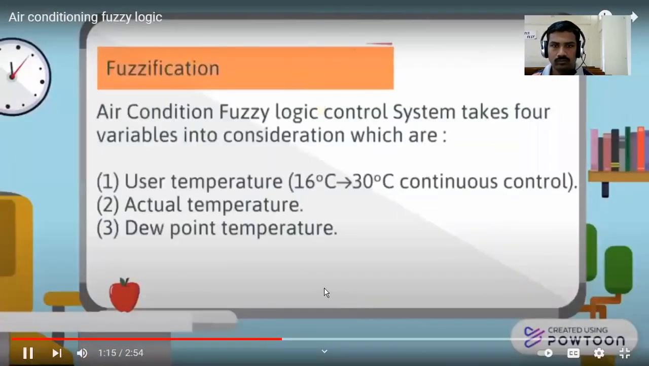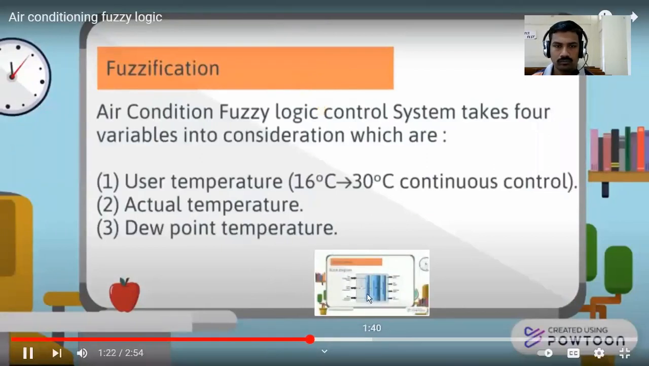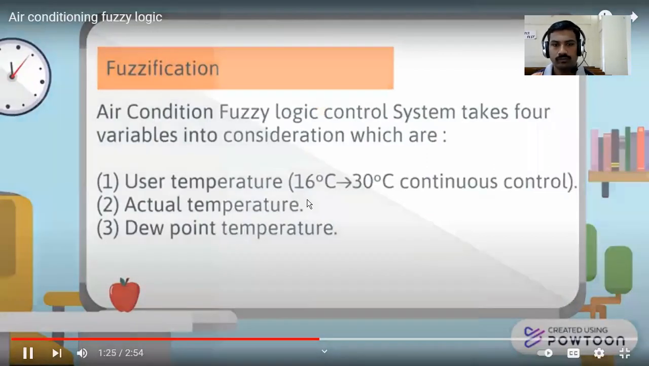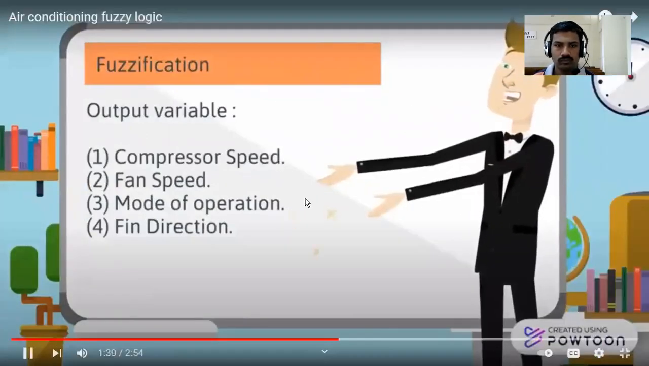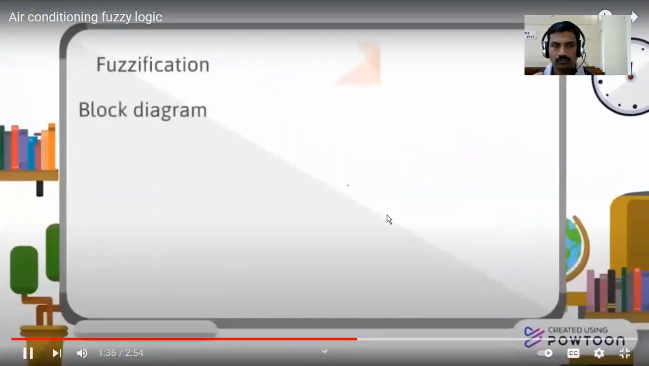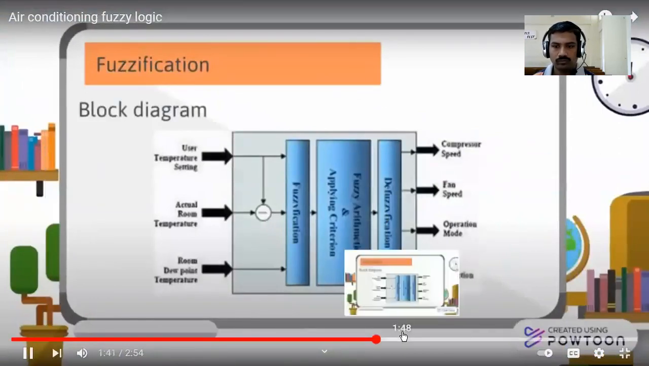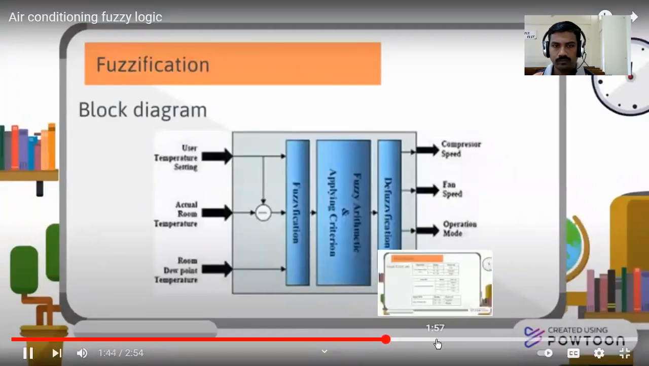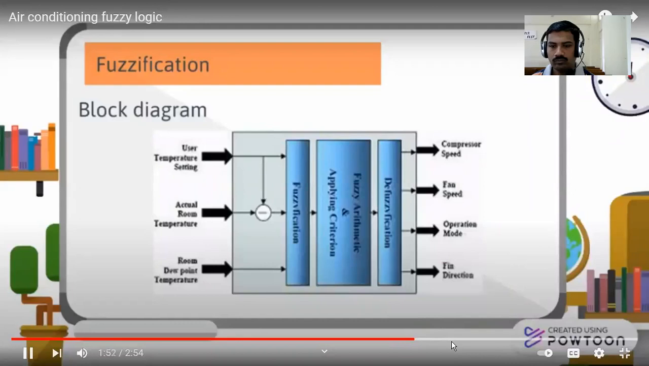Fuzzification. The air conditioner fuzzy logic control system takes three input variables into consideration: actual temperature, user temperature, and dew point temperature. There are four output variables: compressor speed, fan speed, mode of operation, and fin direction. Here is the block diagram for the air conditioner, which includes four steps. The first one is input classification, the middle one is rule evaluation and rule output aggregation with fuzzy arithmetic, and the last one is defuzzification for the output.